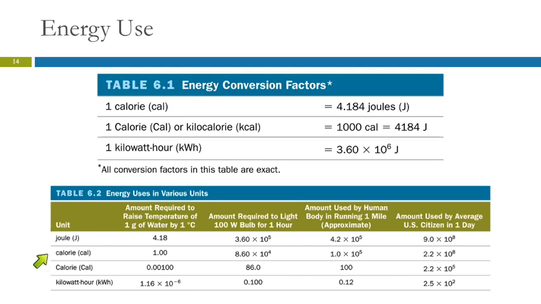And just for general interest, these are the different calorie units and how much energy these different things use. So if you were to run a mile, that would be 4.2 times 10 to the 5th joules, or 1 times 10 to the 5th calories, lowercase c. 100 calories, capital C, those are the ones you look at on the candy bar, how many calories, or 0.12 kilowatt hours. And so you can see the different comparisons here.